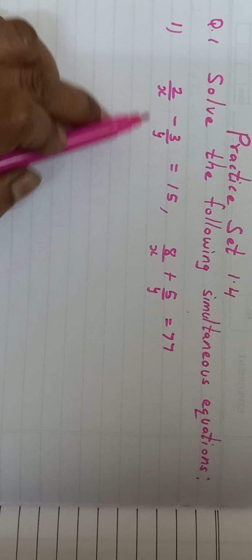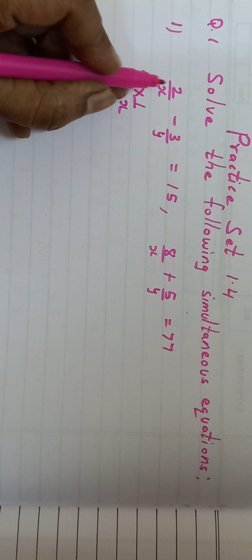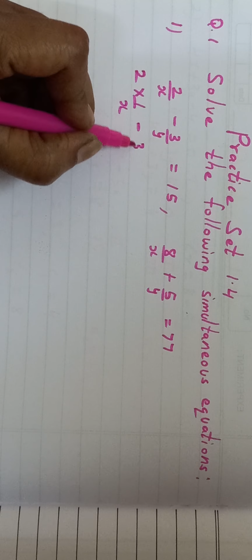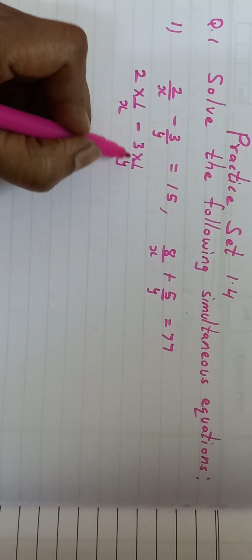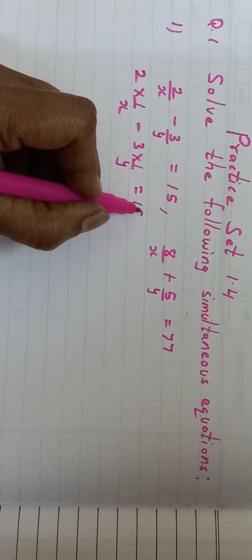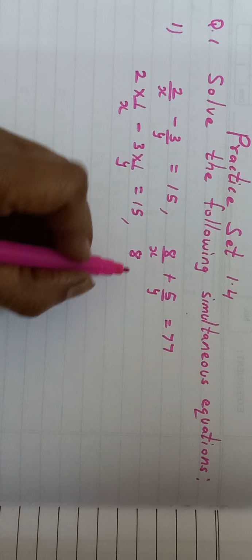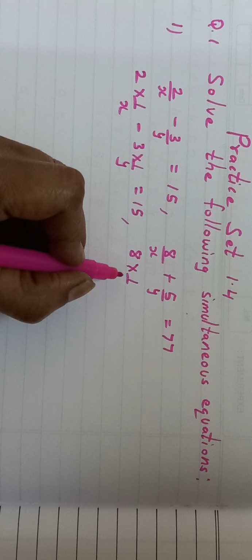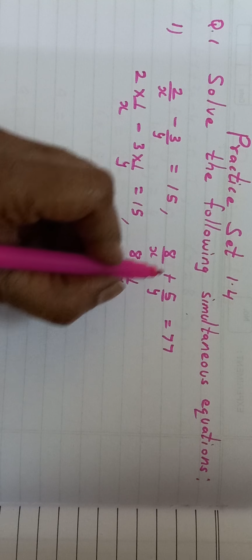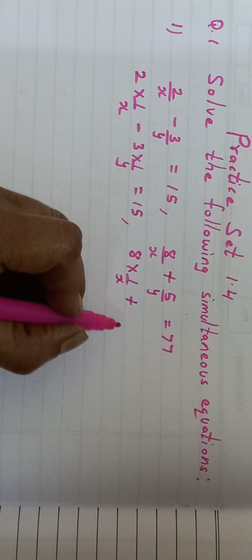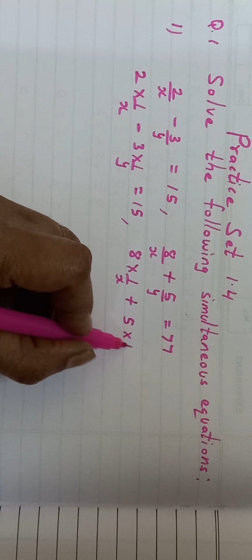form linear equations. Okay, so what we will do here: 2 upon x means, I'll just make you understand here, 2 into 1 by x is 2 upon x, minus 3 into 1 by y is 3 upon y, is equal to 15. Same way here also, 8. This is no need to write, just to make you understand I'm writing it for the first example. And these type of sums we have already done in 9th standard also. Plus 5 into 1 upon y is equal to 77.